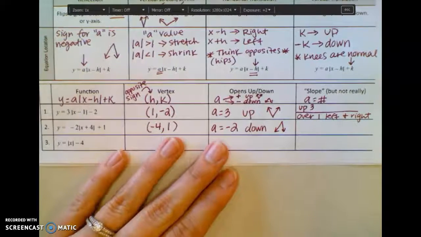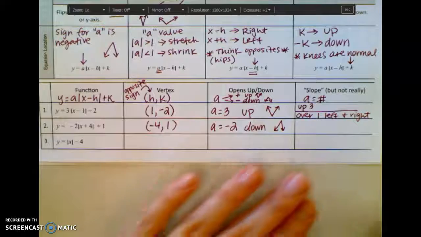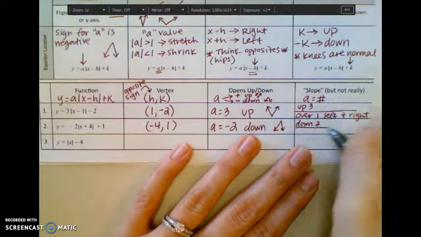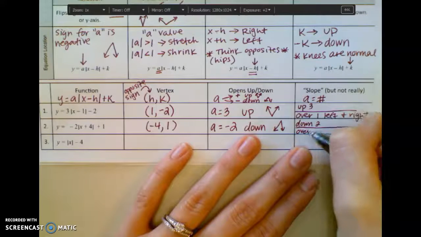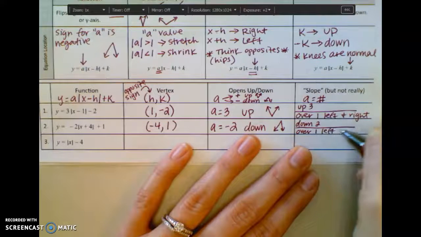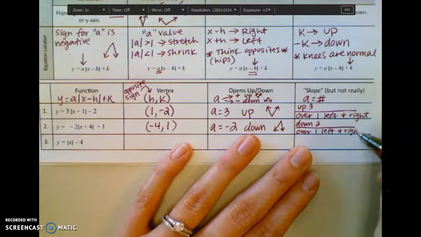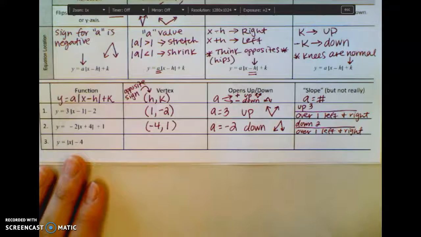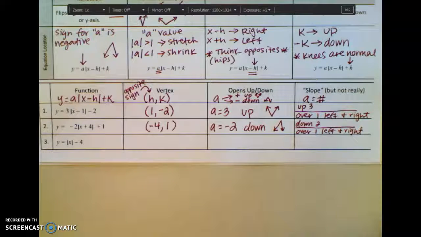Lastly, our slope. Our slope is a -2. So that tells us to go down 2, and then that tells us to go over 1, left and right. Down 2, over 1, left and right. Last one, go ahead and try number 3 on your own, and then check with my answers.